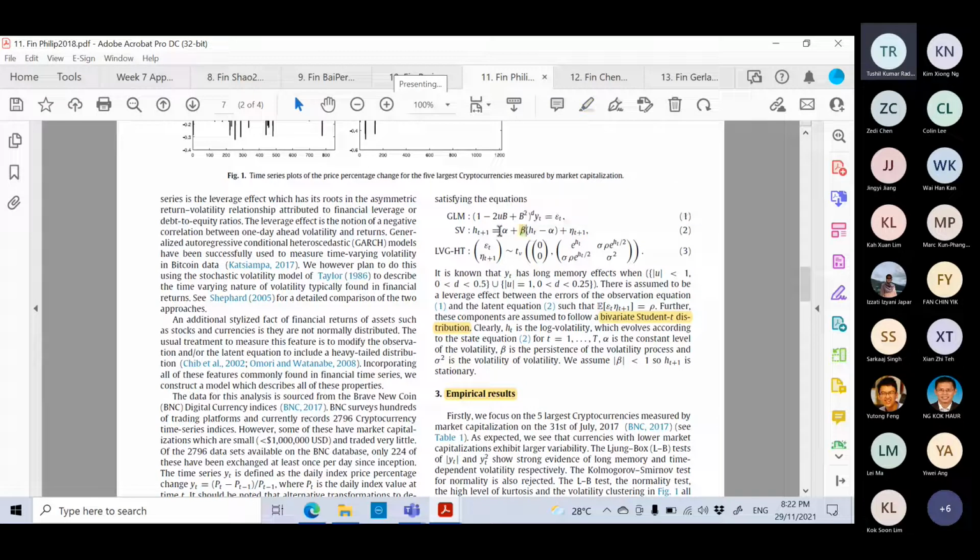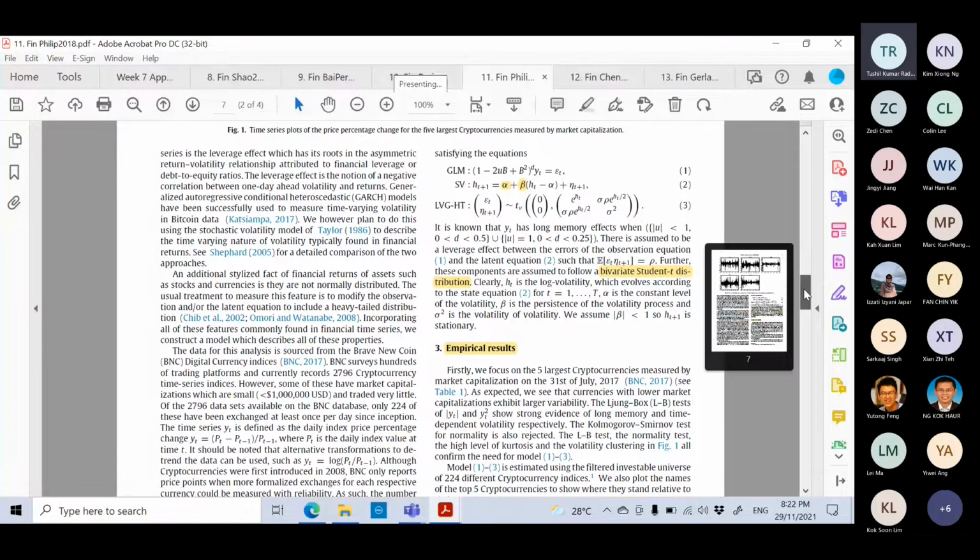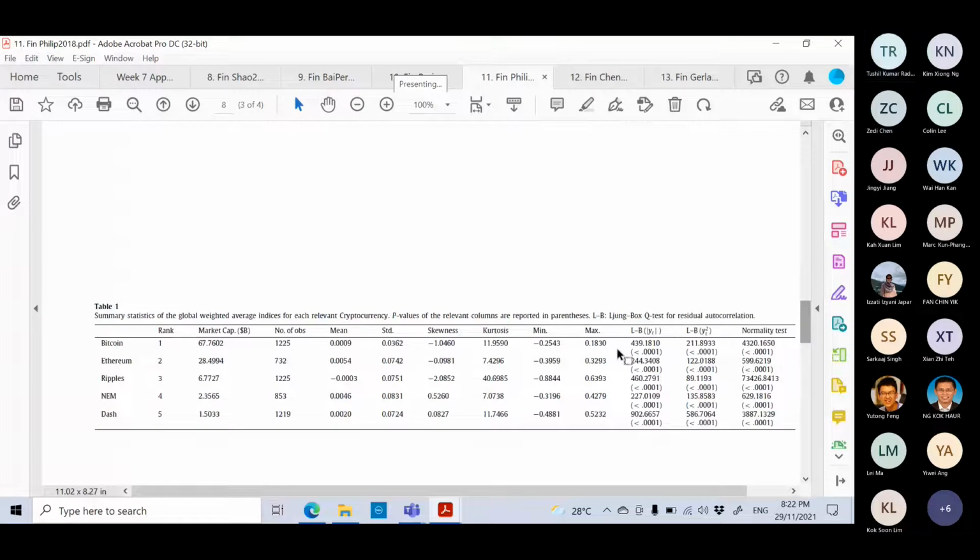You need to know the estimation techniques. If I'm not mistaken, the author had mentioned using the Bayesian technique to estimate the parameters. But that is about methodology. When we go through the empirical results, this is a summary statistic they have provided. They have also provided the normality test to test whether the return series is normal or not, so the hypothesis testing will support their answer.